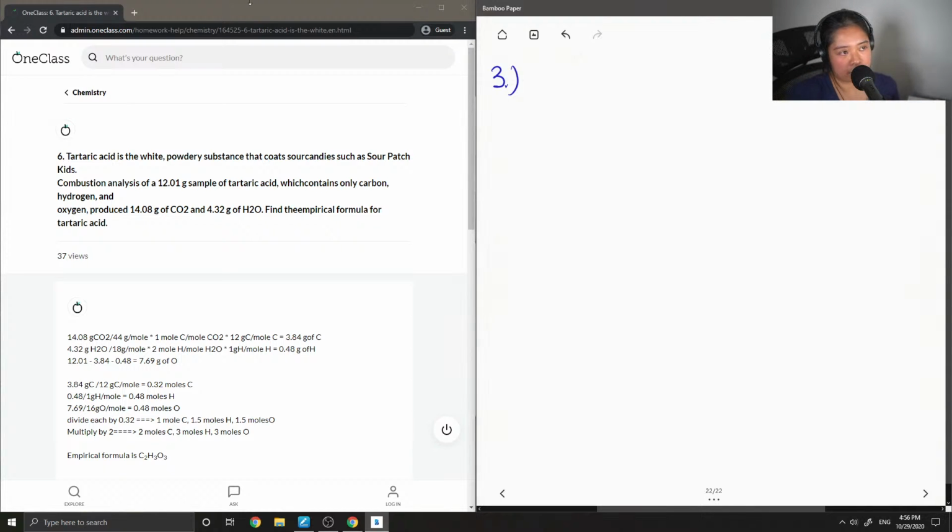Okay, so this is one of those multi-step questions. So first I'm just going to write down the mass of tartaric acid that we started with.